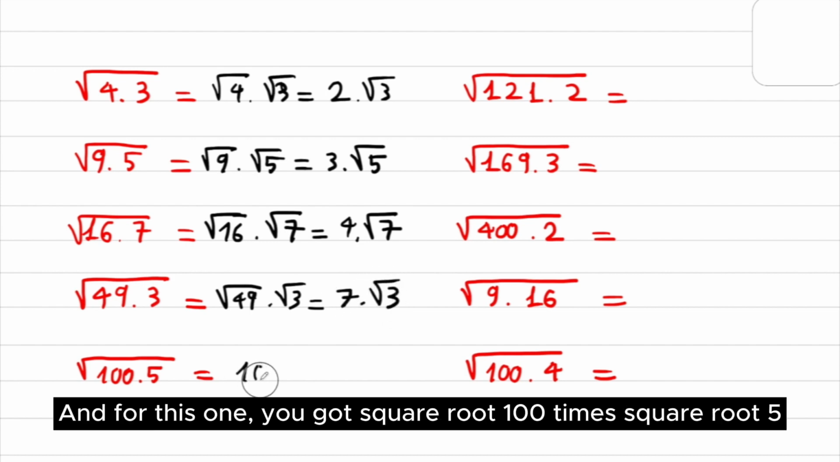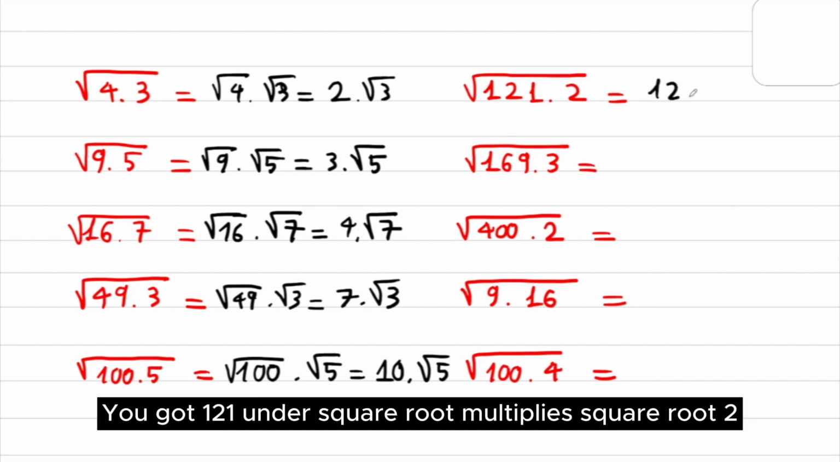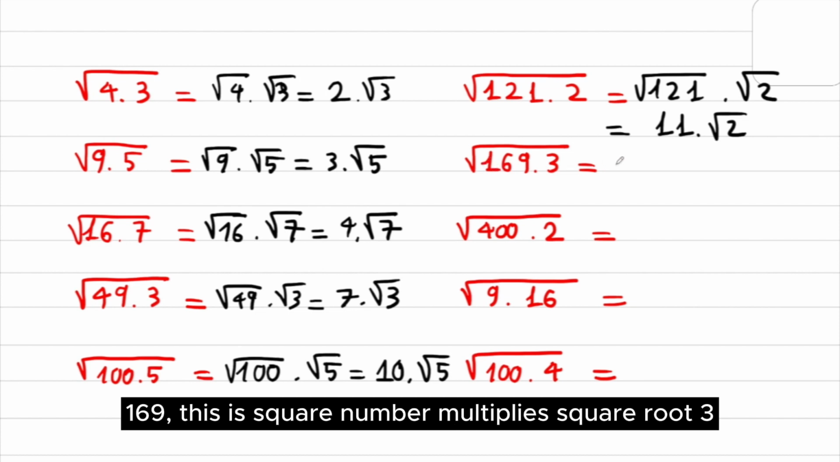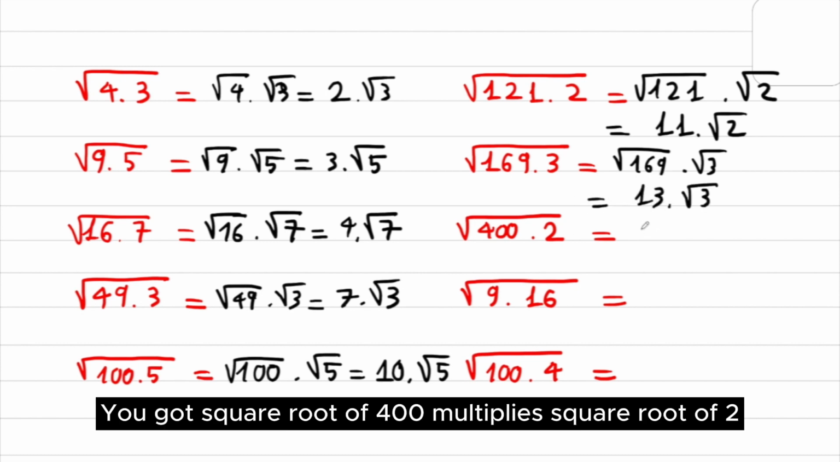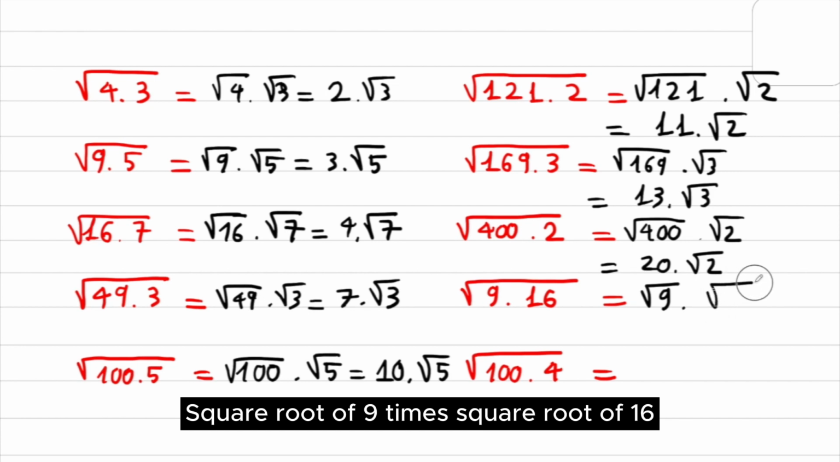And for this one, you got square root of 100 times square root 5, and then you got 10 times square root 5. The same thing for this one, you got 121 under square root multiply square root 2. This one is a square number, so that's why I've got here 169. Okay, this is a square number multiply square root 3. This one equal to here. Okay, for this question, you got square root of 400 multiply square root of 2, and then you got 20 times square root 2. Okay, for this one, square root of 9 times square root of 16.